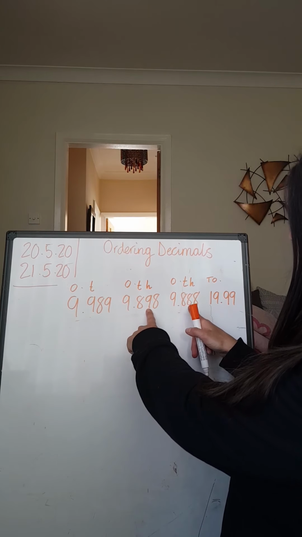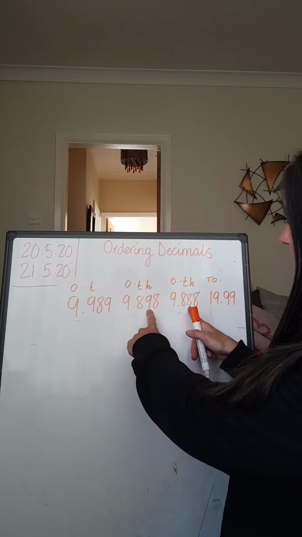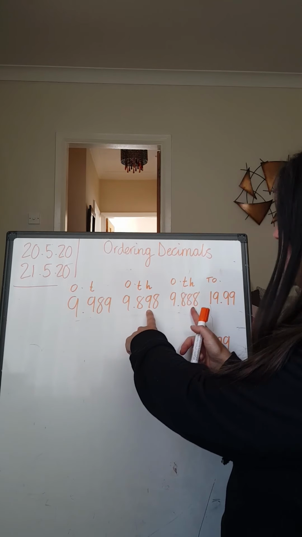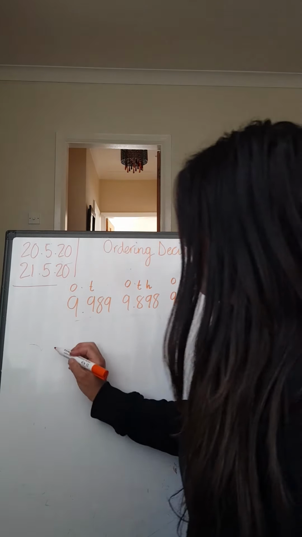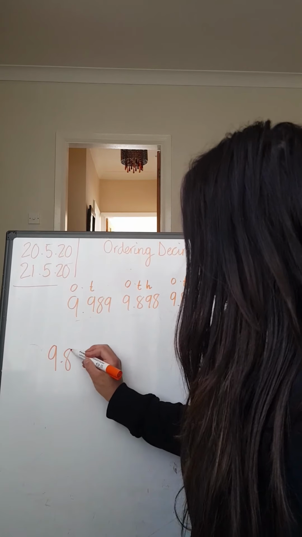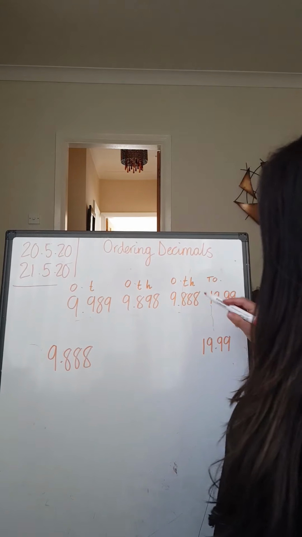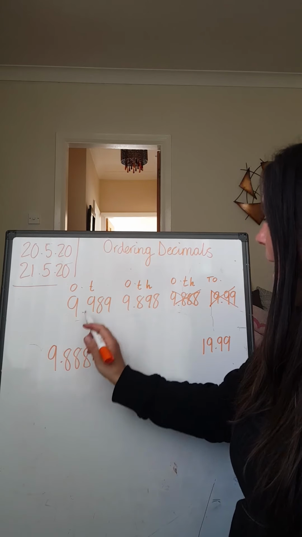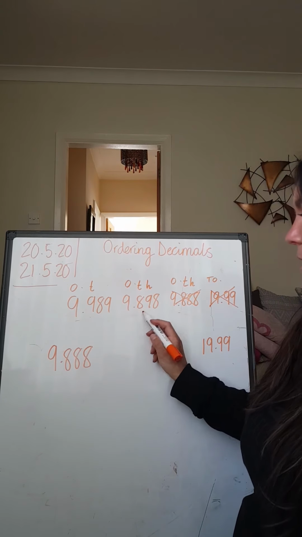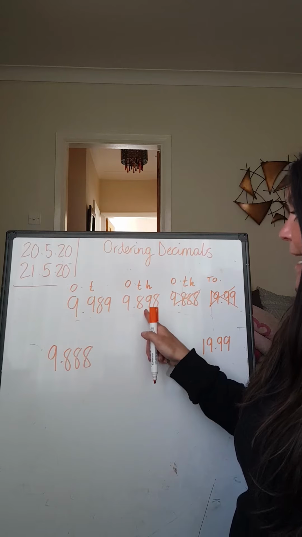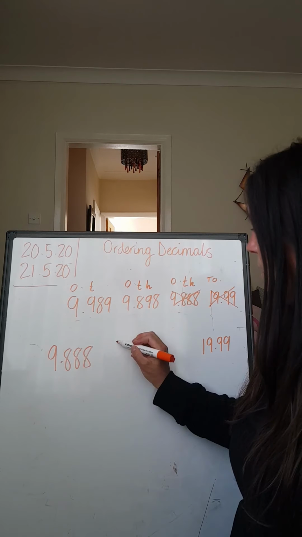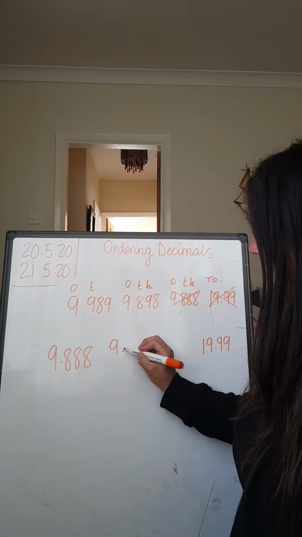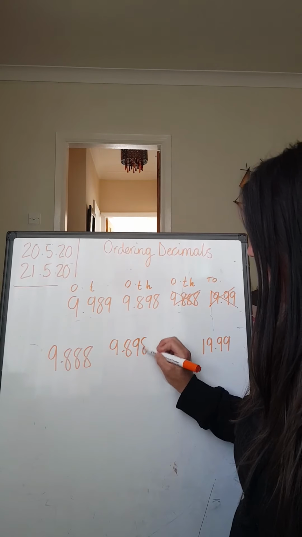Now we're in the hundredths column. Now that's got 9 hundredths and that one's got 8 hundredths. So that one's the smallest. So I'm going to put that at the beginning, 9.888. So I've used that one, I've used that one. Now I'm going to go back to these two numbers. Now I know this one is 9.8 and that one's 9.9. So this one is the next smallest, 9.898.